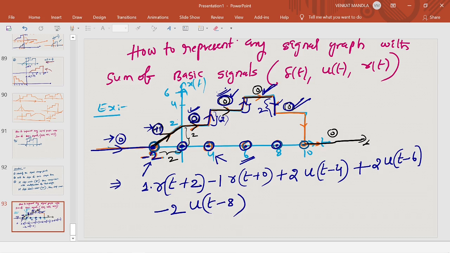The next signal changing point is 10. Here also the final slope is 0, and the initial slope is also 0. So final slope minus initial slope is 0. So slope is 0, so the step exists. And what is the step size? Here 4 to 0. This length is 4 units, and this 4 units is decreasing. That is why we have to write minus 4. And the step exists, and at t equal to 10 we are writing u of t minus 10. That's it. These are the signal changing points.